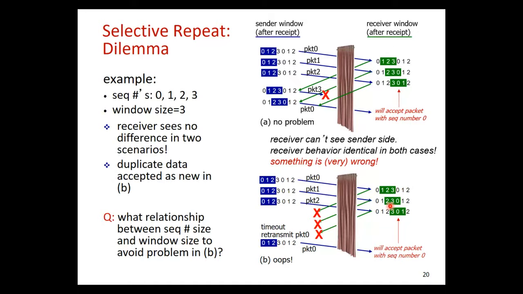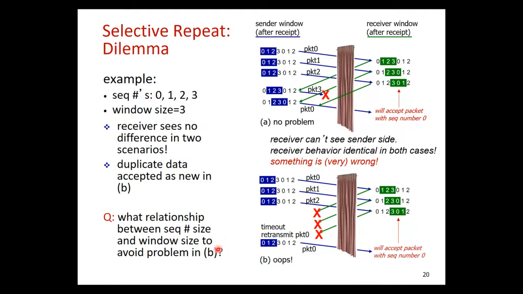So here we see that on this example, we could solve the problem by having a larger range for the sequence number, or we could have a smaller window size. So in general, the general solution to the problem is that there is a specific relationship between the sequence number size and the window size.